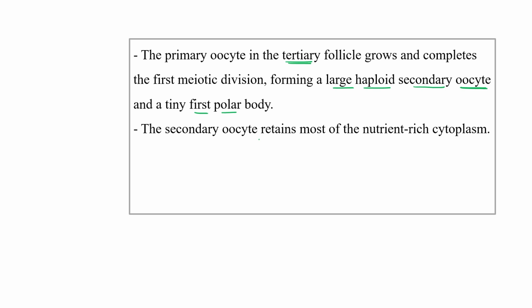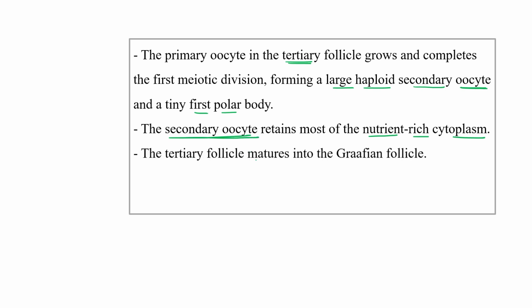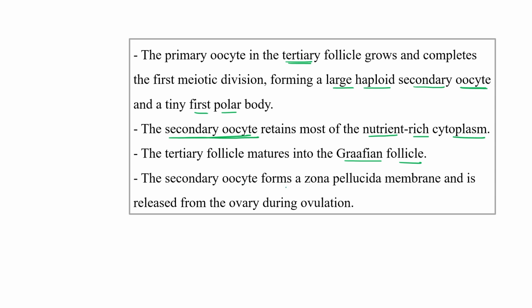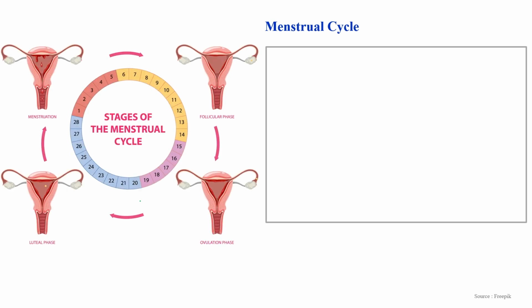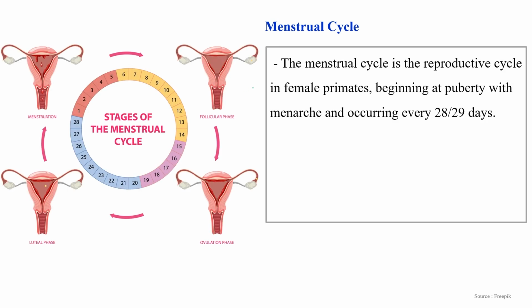The secondary oocyte retains most of the nutrient-rich cytoplasm. The tertiary follicle matures into the Graafian follicle, and the secondary oocyte forms the zona pellucida membrane and is released from the ovary during ovulation. Clear? Now let's discuss the menstrual cycle.